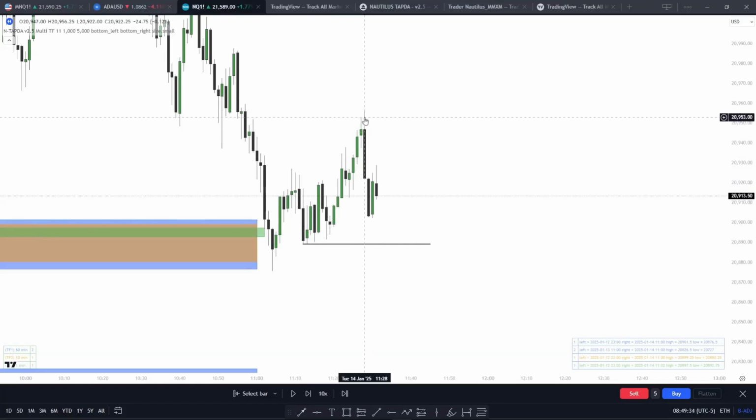How did I know that we were going to reverse after I took most of my partials? Also, because TAPDA framed this whole setup, I used no PD arrays, zero. All I used is time and price.